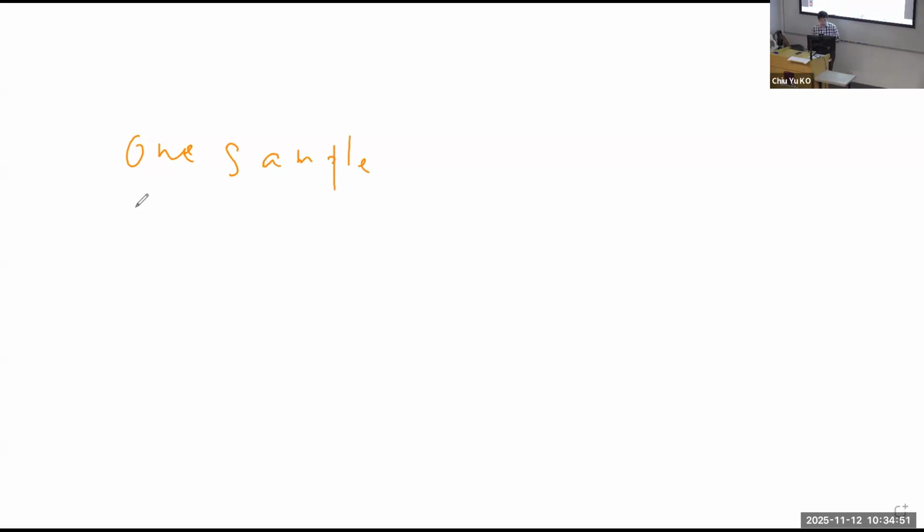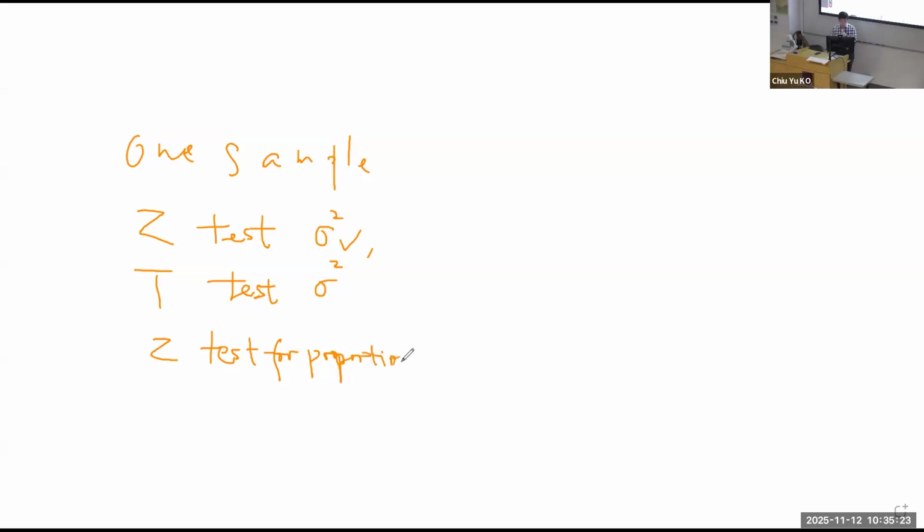One sample: you have a Z test and a t-test. The Z test is when you know the sigma square, or you are talking about proportion, Z test for proportion, which was covered in the first part of the hypothesis testing.